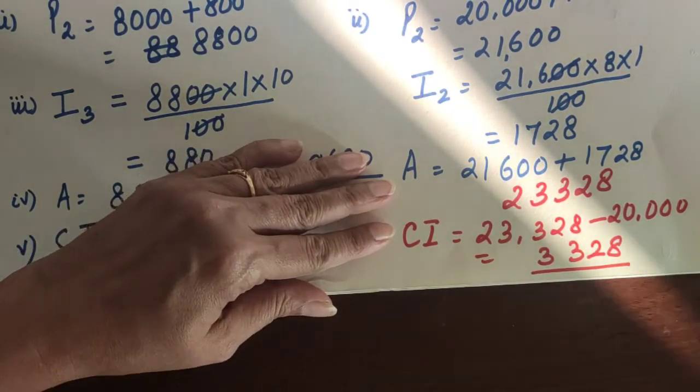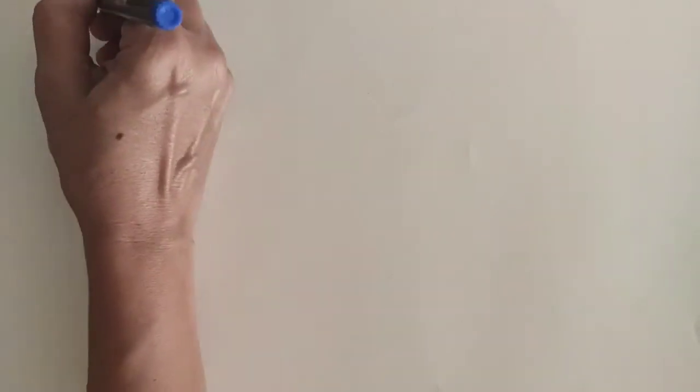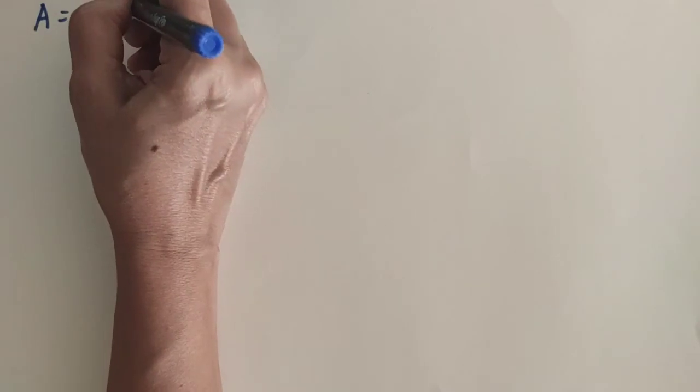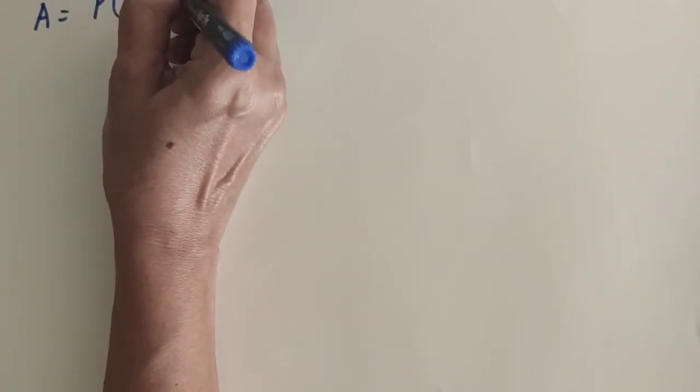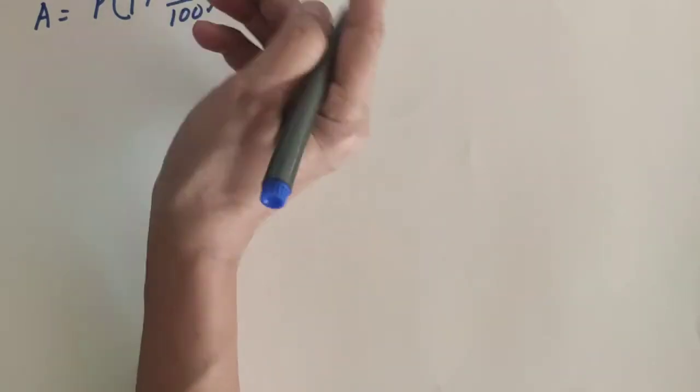So this is your question number 2. Before I start with the next question, I will give you the formula for finding the compound interest and amount. In the previous 2 questions, what I have done is I have used the simple interest formula. There is a direct formula for finding the compound interest, where the formula here is amount is equal to principal into 1 plus R upon 100 raised to the power n.